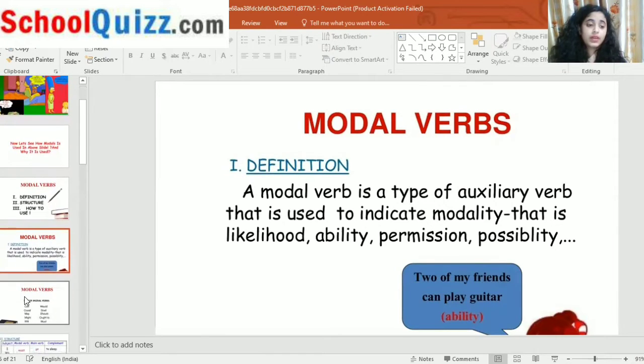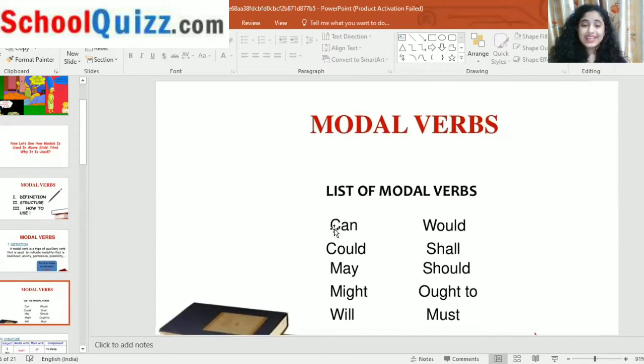Now let us see the modal verbs. What are the modal verbs? Can, could, may, might, will, would, shall, should, ought to, must. So these are nothing but the list of modal verbs. As I told you, can will show you ability. Can, could are used for ability. May, might, permission. Will, would, possibility. Shall, should, it should have been done. Ought to, must means have to do.